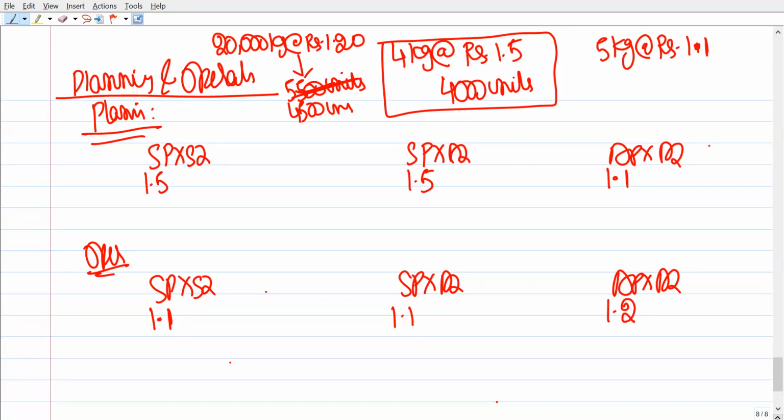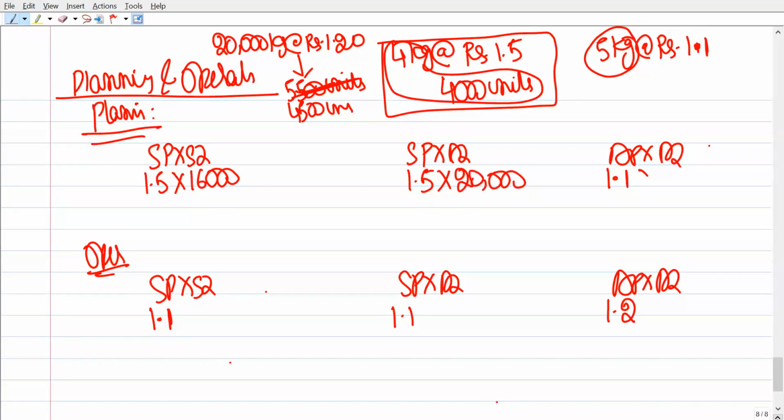But no, you have changed your budget and now you have told people to consume how much? 5 kg. So, the standard quantity is 4 into 4,000. When it is budget, we work with only 4,000 units. Planning variance will always work with only 4,000 units. So, this is 16,000. This is 5 into 4,000, 20,000. SQ refers to original budget, AQ refers to revised budget. SP refers to original price, AP refers to revised price.